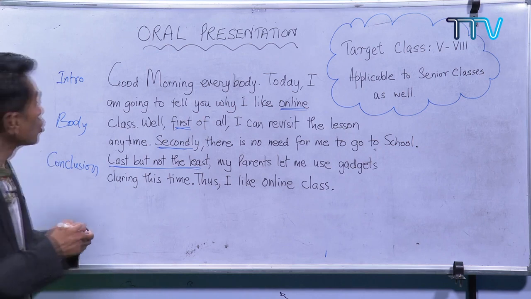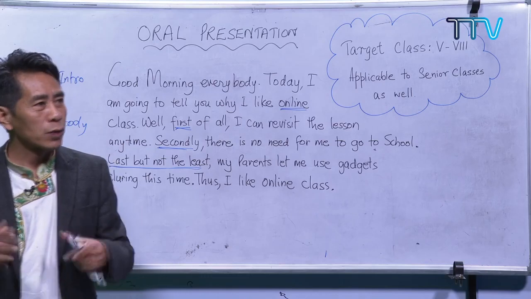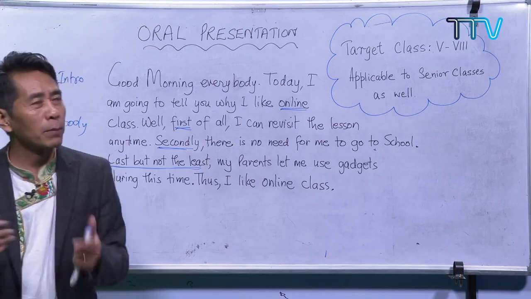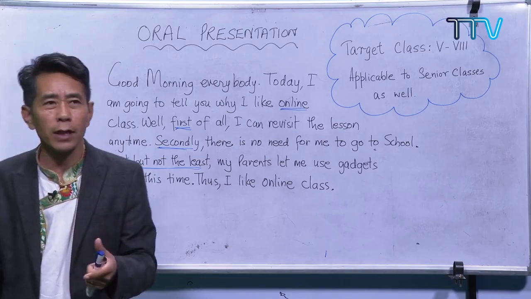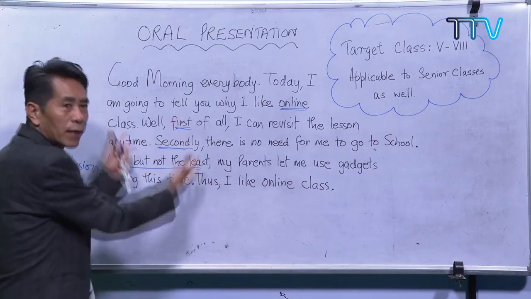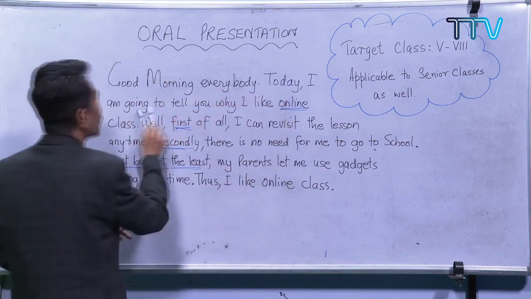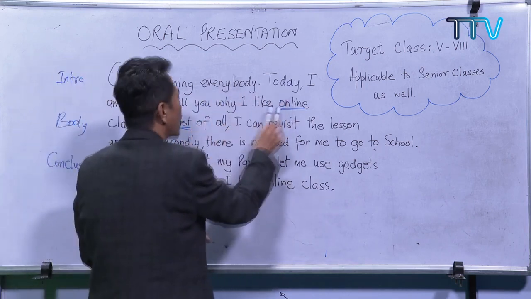So what should I say? Instead of thinking about what I should talk about when I want to do some kind of presentation, should I talk about computer? Should I talk about my best friend? Should I talk about my place? Instead of doing like that, you just write one paragraph with the proper topic sentence. Today, I am going to tell you why I like.